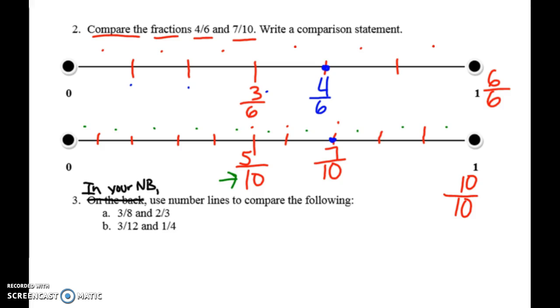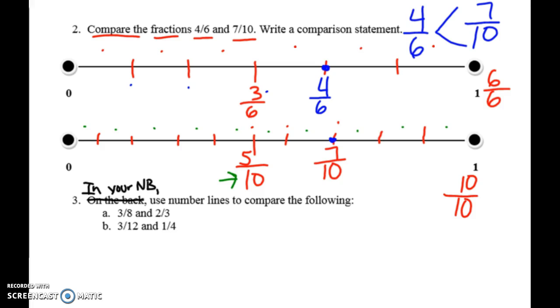Now I have to take into consideration that my number line is not perfect, but I'm looking at this, and 7/10 is slightly larger than 4/6. So my comparison statement for these fractions would be that 4/6 is less than 7/10.